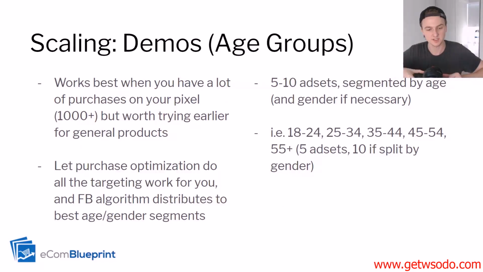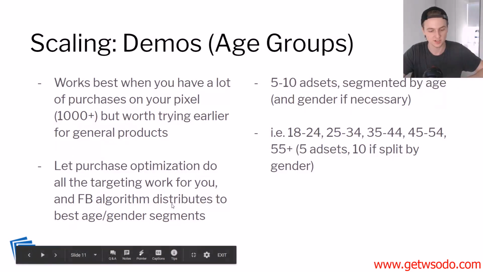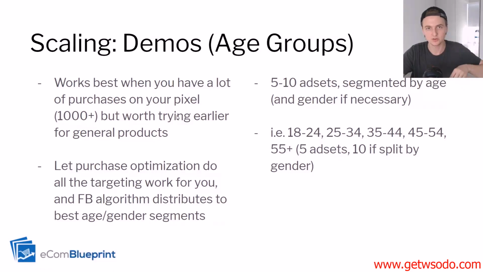Another one of the scaling campaigns that I use, I like to call demos, and this is just age/gender groups. The idea is that you let purchase optimization do the targeting work for you, and the Facebook algorithm with campaign budget optimization distributes the budget to the best age/gender segment. This works best when you have a lot of purchases on your pixel, because you're not going to do any interest or lookalike audience targeting. You rely on purchase optimization to pick out the right people for you.